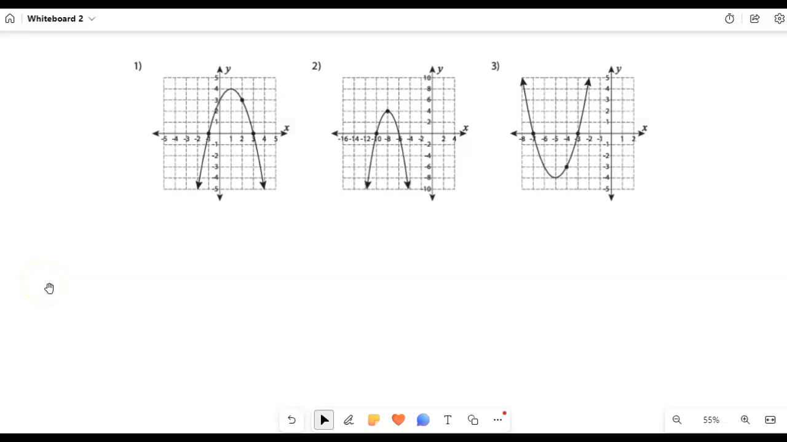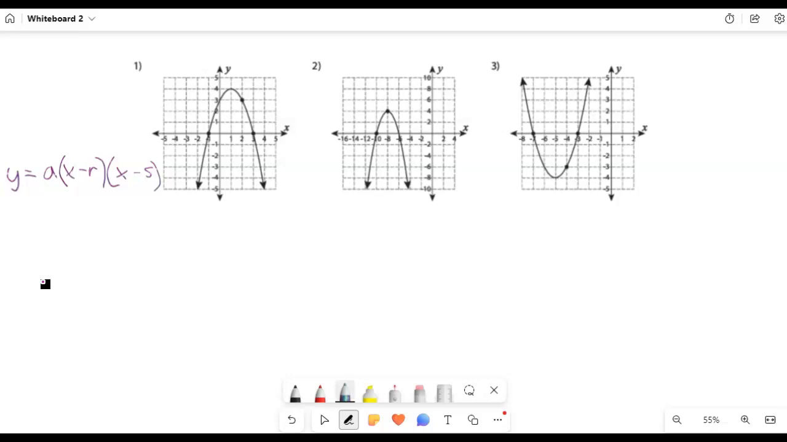Hey all, so I wanted to make this video to go over what we did today, where we have a graph, and from that graph we can figure out what the equation of the quadratic is using information on the graph. In this case, we're going to keep in mind that our equations in factored form are y equals a times x minus r times x minus s, where r and s represent the zeros, right? They help us to find the zeros, those x-intercepts.